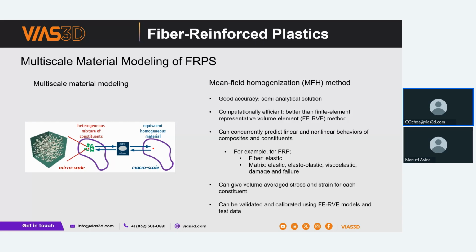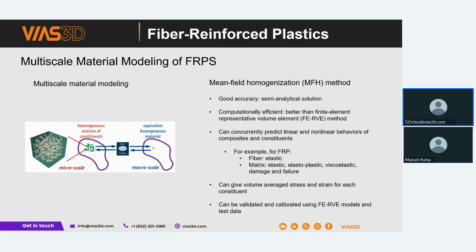And in Abaqus, we have the mean field homogenization method, which is a semi-analytical solution. This is being preferred because it's better than FE-RVE in terms of computational cost, and it's also accurate. So this is being preferred in this workflow, well, this allows the users to include also nonlinear behaviors.